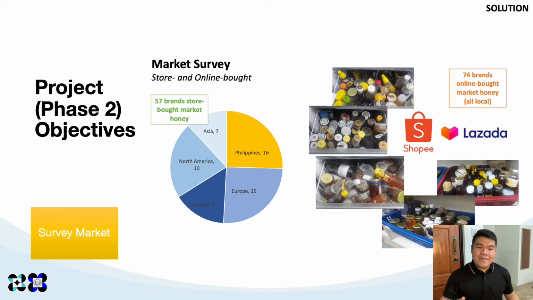Our third objective is to continue and expand our market survey to determine the prevailing levels of adulteration and fraud of honey in our local markets today. So we plan to get samples both from actual physical stores and of course from our online shops.